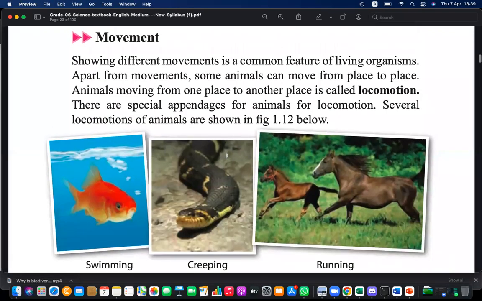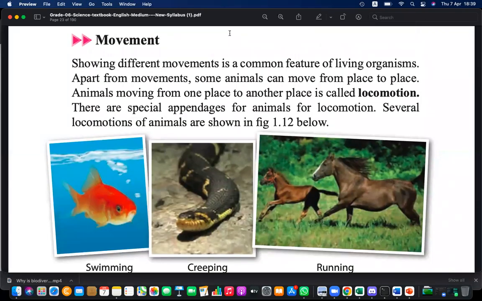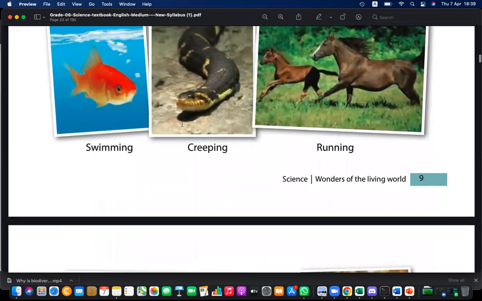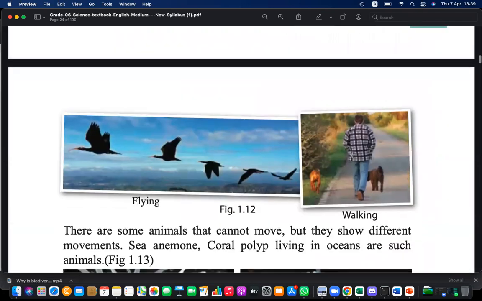So basically animals show locomotion. Locomotion means moving from one place to another place. But plants cannot do that. Plants can move. Mimosa-like plants can move, but they cannot locomote. They cannot go from one place to another place. We learn about that, right? So swimming, creeping, running, these are some.